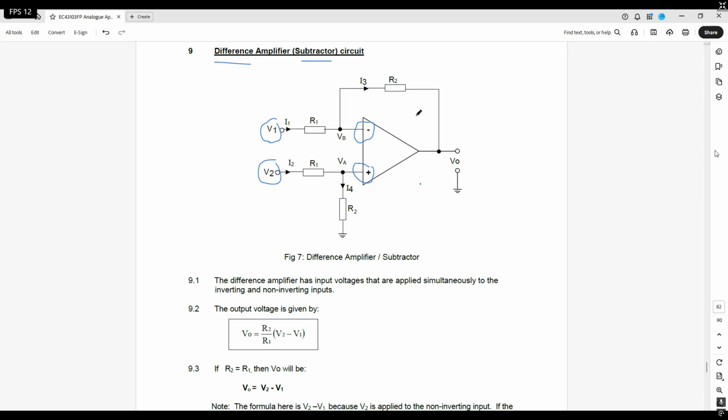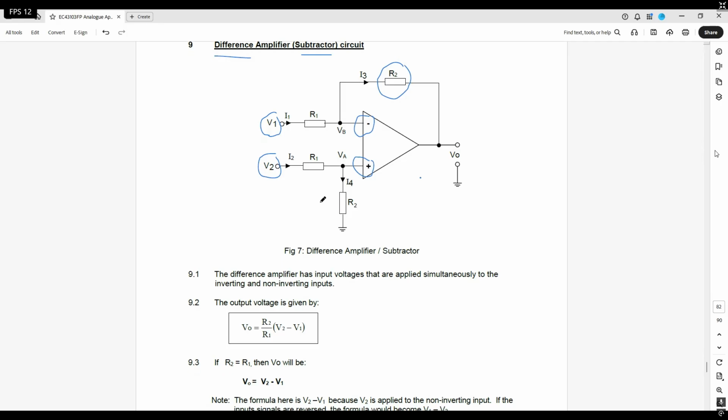Okay, this one has no change. R2 is quite obvious. Output goes back to the input. This is also always known as the RF, although here they put R2 at the moment. Okay, let's take a look.